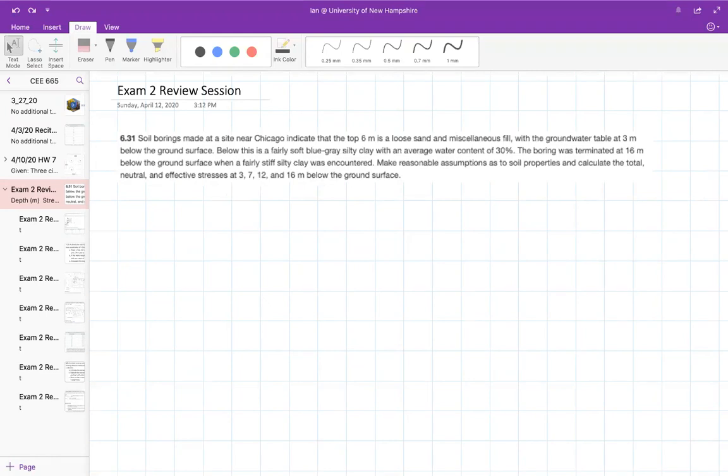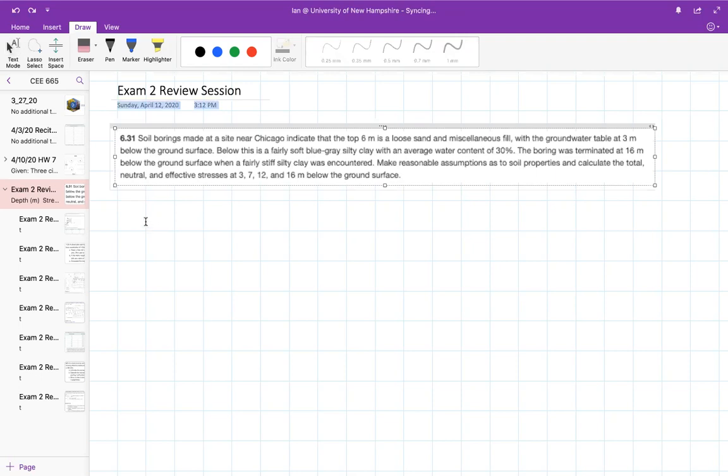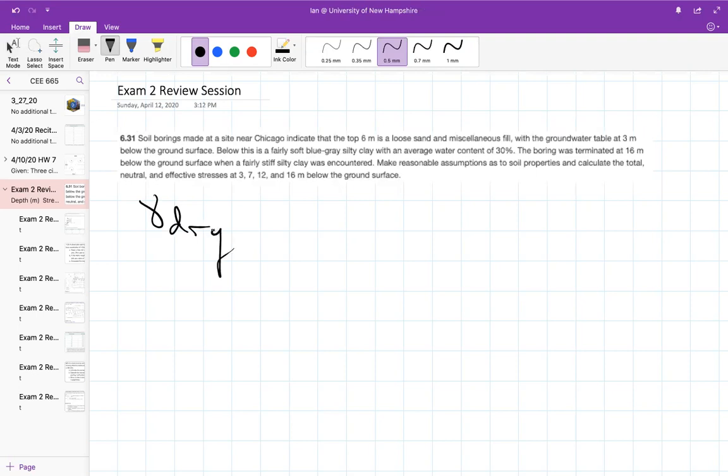So since we need to make a lot of assumptions, you can go online or in a textbook and find typical values for a lot of these soil parameters. For what we're going to be doing here, I'm going to get my pen going. The dry unit weight for sand, for this upper sand fill, is going to equal 13 to 15 kilonewtons per cubic meter.